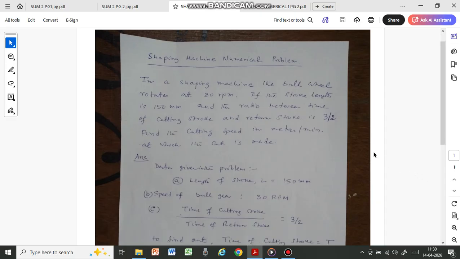In a shaping machine, the problem says, in a shaping machine the bull wheel rotates at 30 rpm. If the stroke length is 150 millimeter and the ratio between the time of cutting stroke and return stroke is 3/2, find the cutting speed in meters per minute at which the cut is being made.